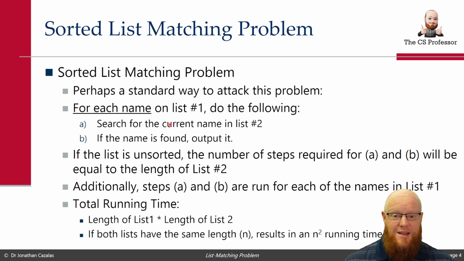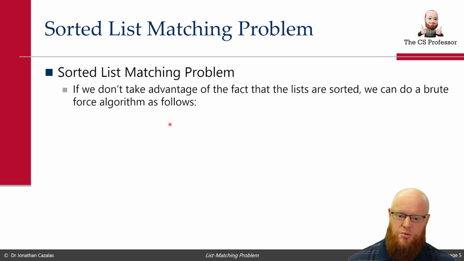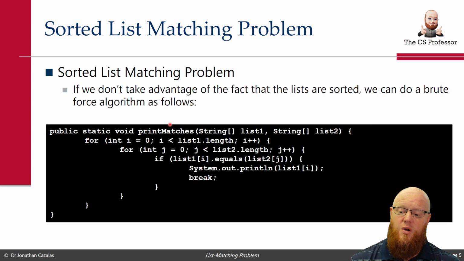Now, if the two lists had different lengths, we would say the running time is the length of list 1 times the length of list 2. If we don't take advantage of the fact that those lists are sorted, that's the best that we have. It's going to be n squared. And here's going to be your code.